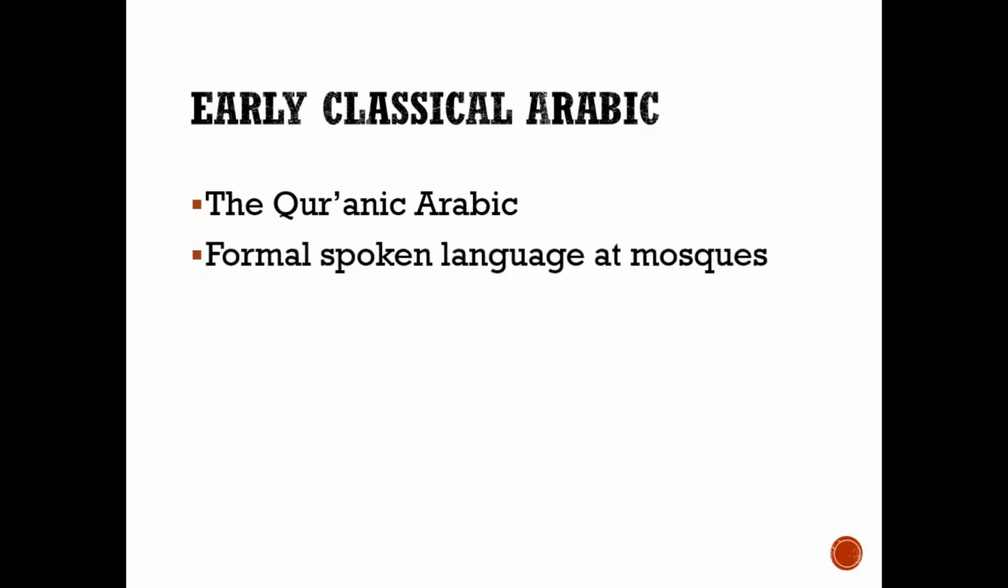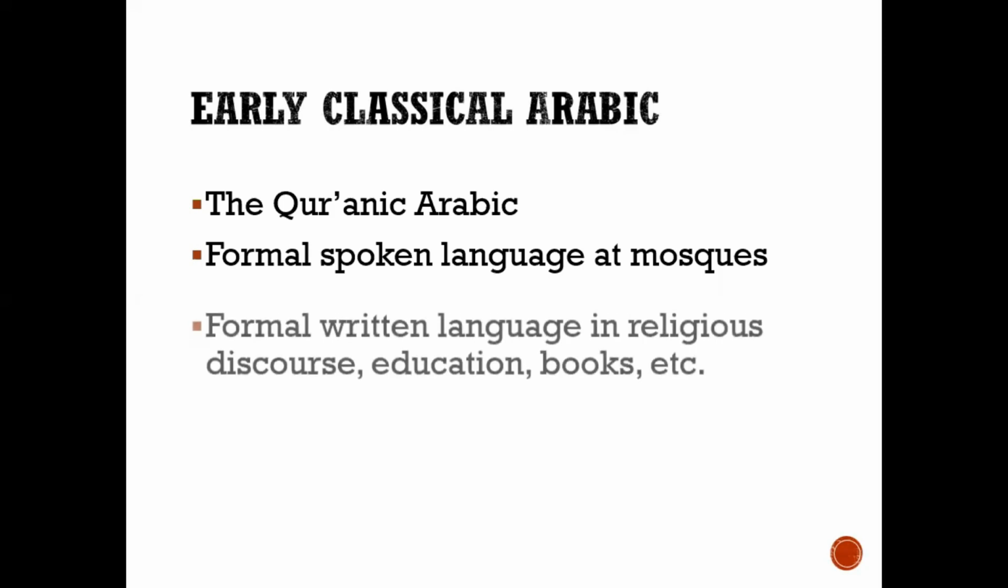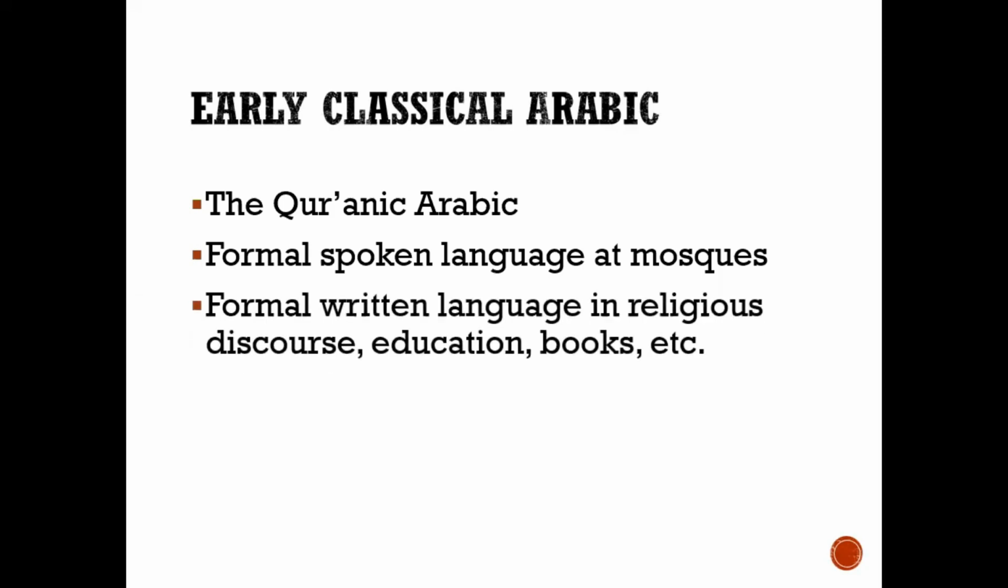The early classical Arabic, like we use the Quranic Arabic in Islamic discourse. We also use this type of language, this formal spoken language at mosques, also in our formal written language in religious discourse. And generally speaking, we can use it also in education and in books. But in this case, we talk about a different level of classical Arabic, which is called modern standard Arabic, which is a variety of classical Arabic, a variety of early classical Arabic.